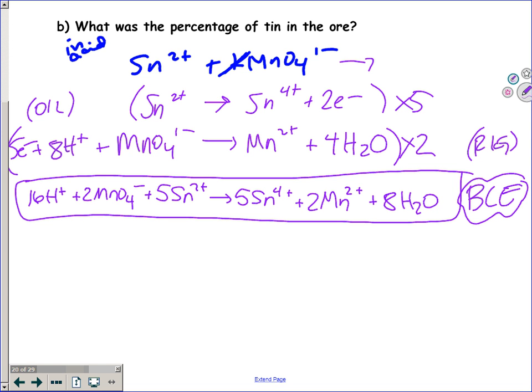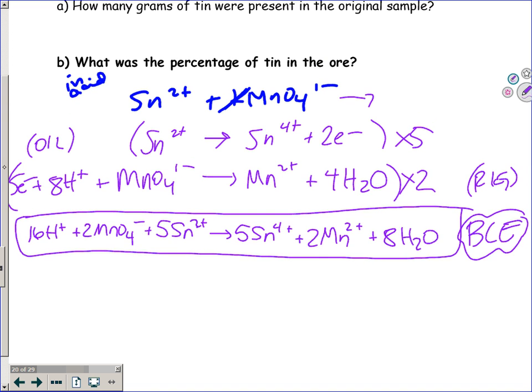I can always follow along. All right, so once you get your balanced chemical equation, what is the ratio between the two reactants of choice here? 5 to 2, right? 2 permanganates react with 5 tin 2 pluses. The acid is just there to balance.